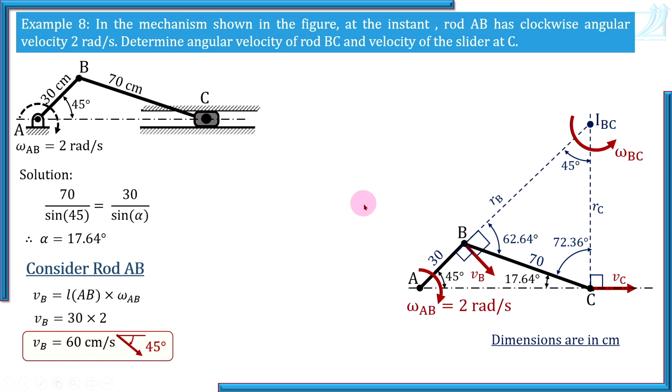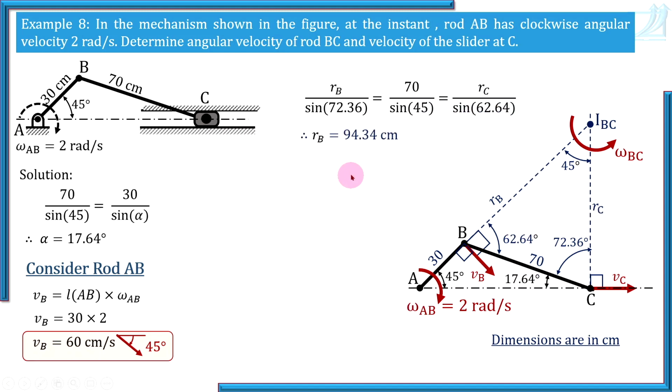Now what? Use the sine rule and get RB and RC. So RB divided by sine 72.36, 70 divided by sine 45, and RC divided by sine 62.64, and you will get RB and RC. Insert these values in the diagram. RC is 87.92 and RB is 94.34.